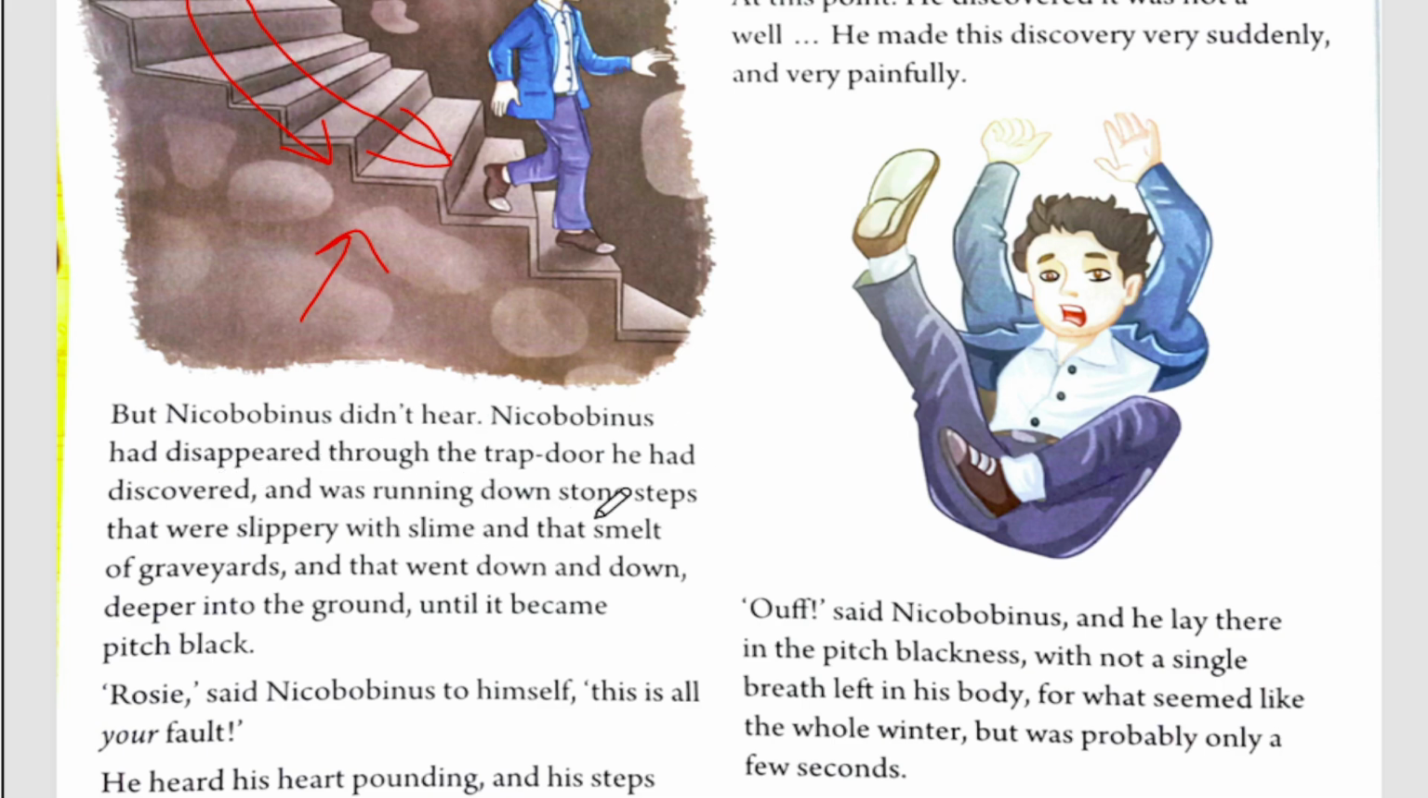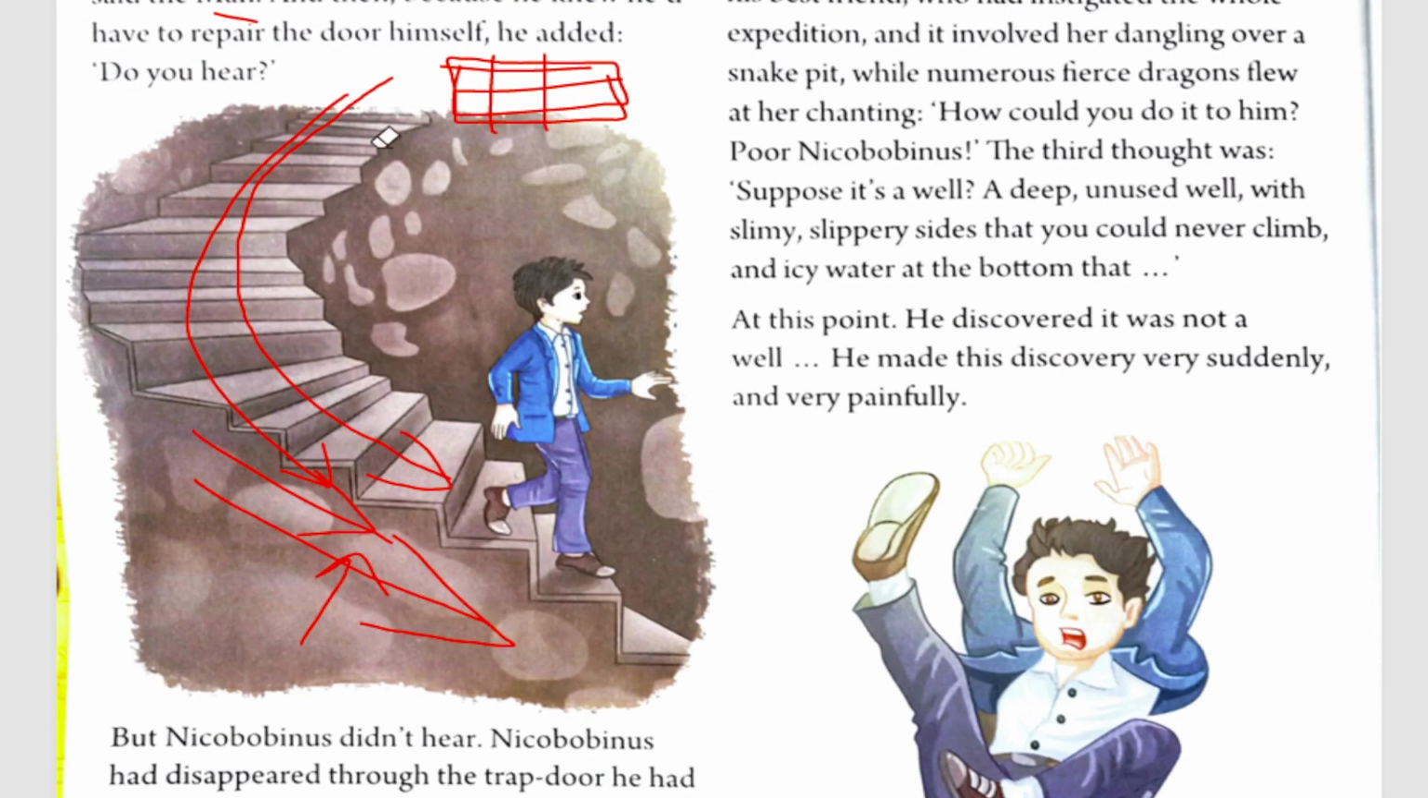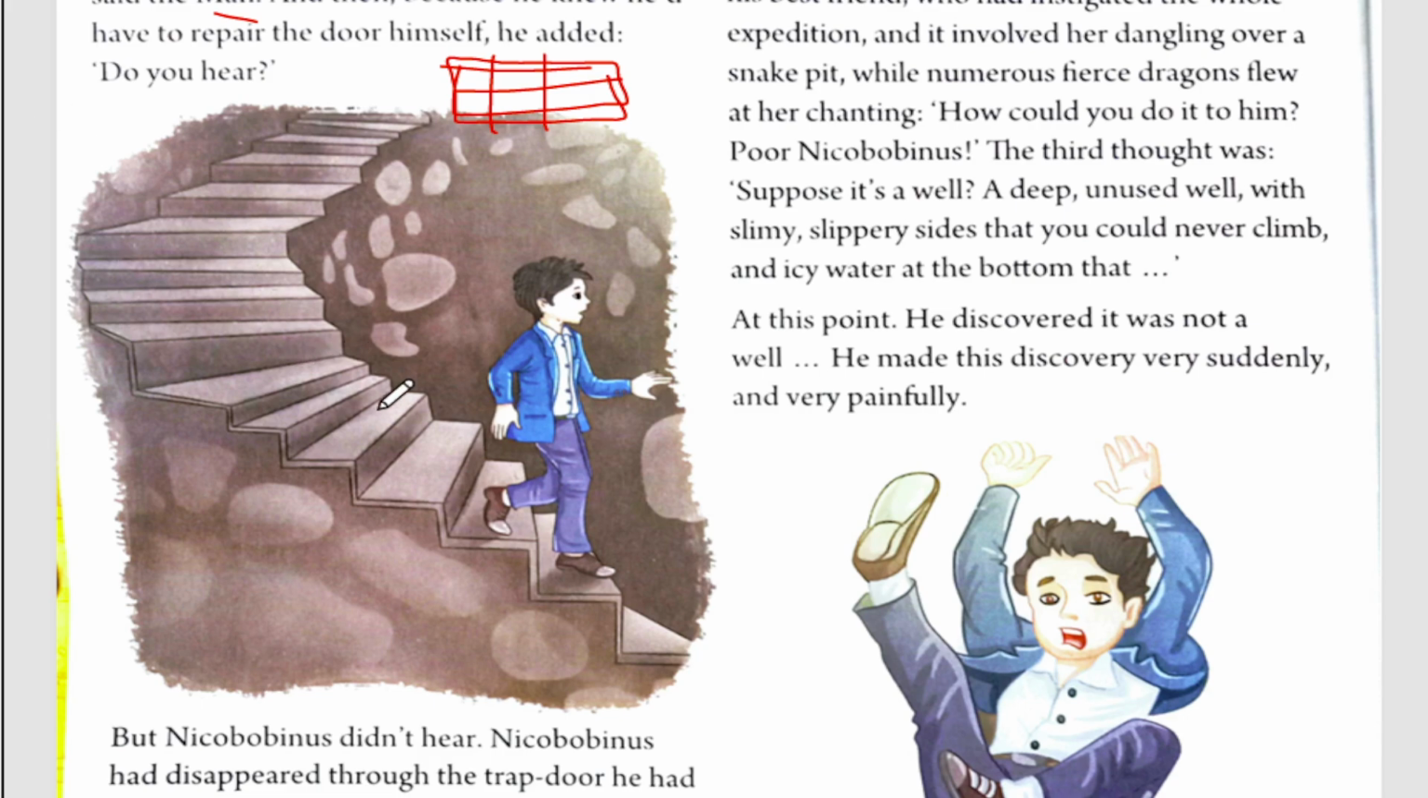Nicobobinus had disappeared through the trap door he had discovered and was running down stone steps that were slippery with slime and that smelled of graveyard and that went down and down deeper into the ground until it became pitch black. Pitch black means completely dark. So Nicobobinus didn't pay any heed because he couldn't hear. He had already entered that hidden chamber or hidden room through this trap door, through this small door. Now what is he doing?